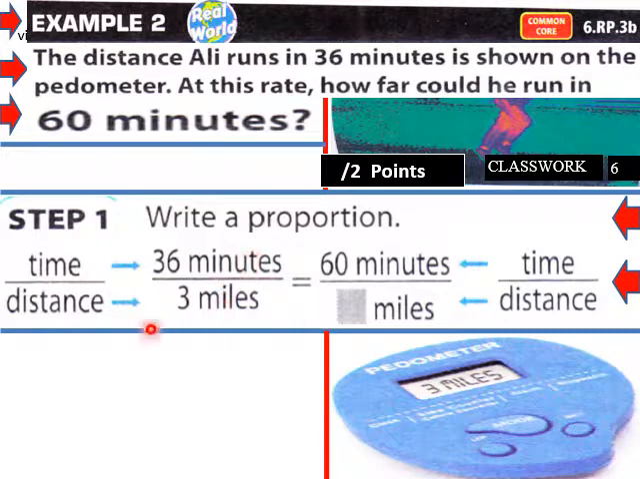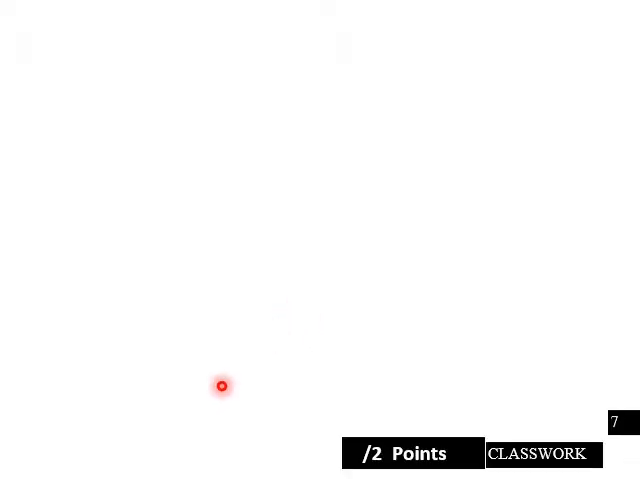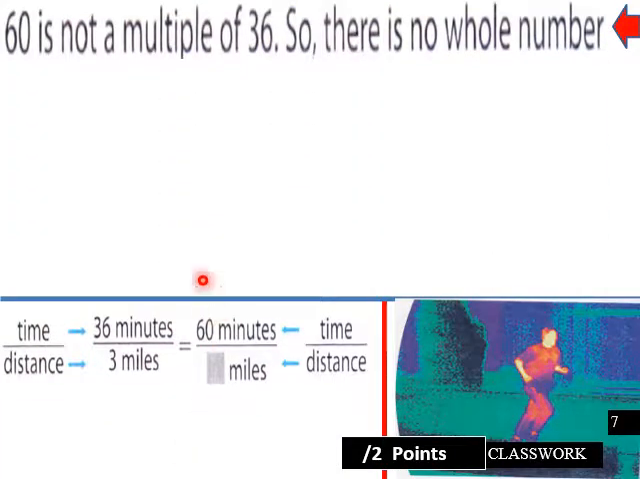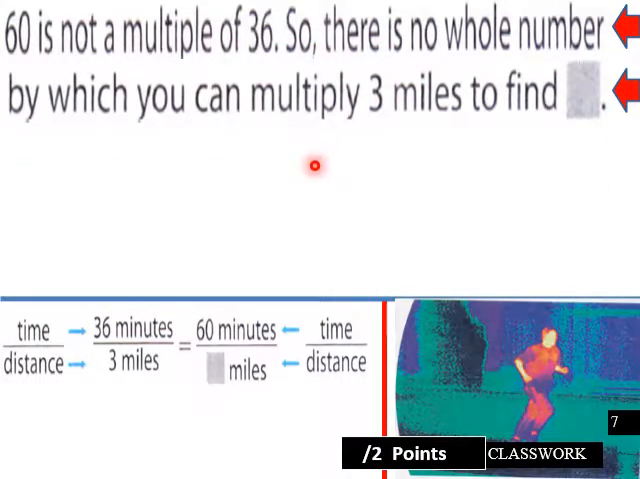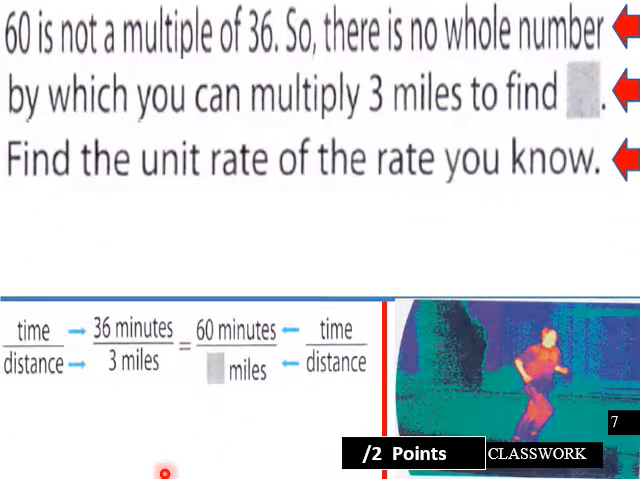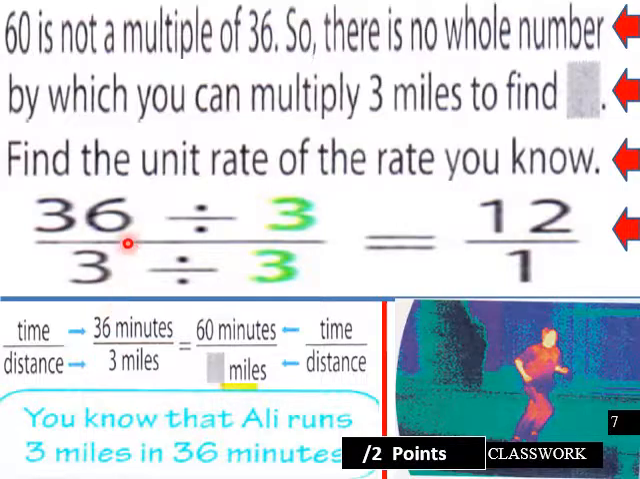Write a proportion. So time over distance, 36 over 3, 60 over blank equals time over distance. So we know 36 over 3. What would 60 over blank be? So to find our blank here, 60 is not a whole number multiple of 36. So there is no whole number by which you can multiply 3 miles to find blank. Find a unit rate of the rate you know. So 36 over 3, you divide through by 3, to get 12 to 1.